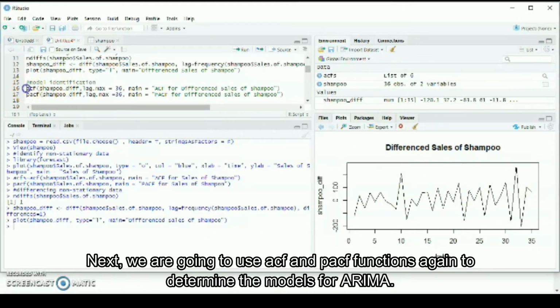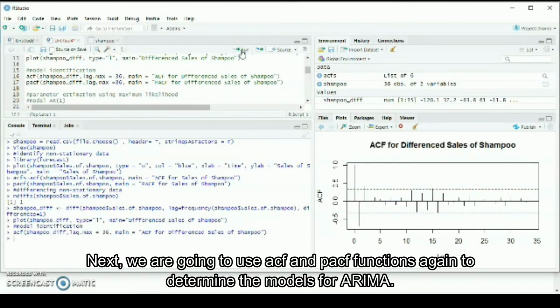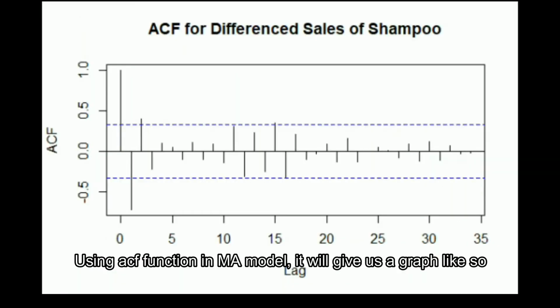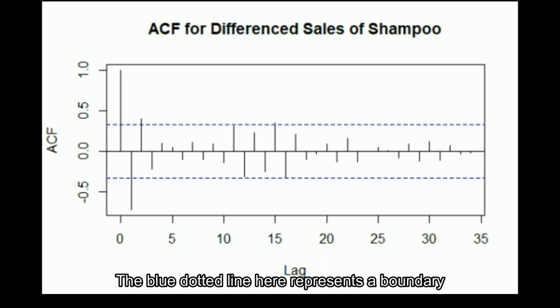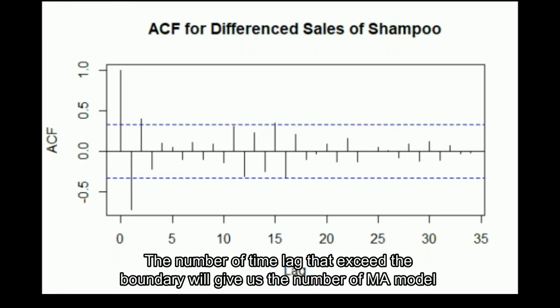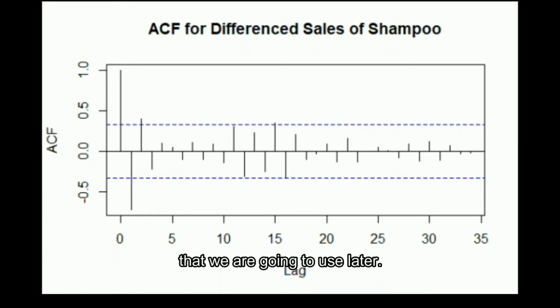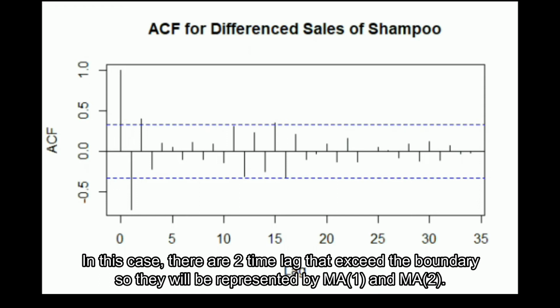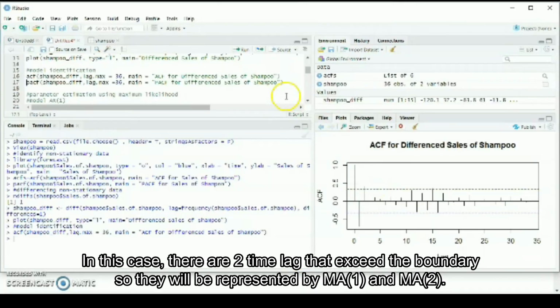Next, we are going to use the ACF and PACF functions again to determine the models for ARIMA. Using the ACF function for the MA model, it will give us a graph like so. The blue dotted line here represents a boundary. The number of time lags that exceed the boundary will give us the number of MA terms that we are going to use later. In this case, there are 2 time lags that exceed the boundary, so they will be represented by MA1 and MA2.